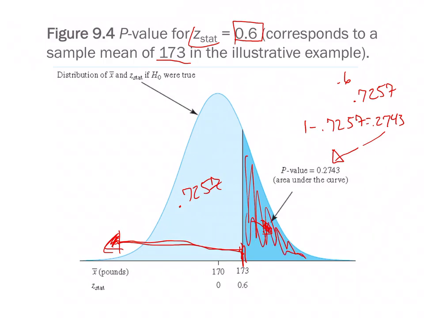Now, like we said, we want a very small p-value. A p-value of 0.2743 is not a small value at all. Normally, we want a p-value of less than 0.05. We want a p-value less than that, so we really want to find the area right here at the end of the tail. This is the area we're really looking for, that part right there.